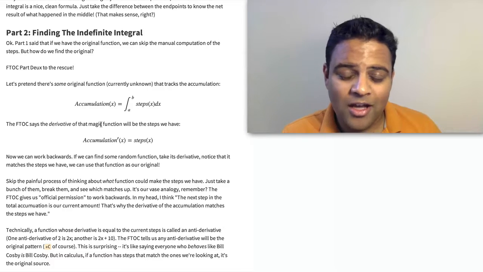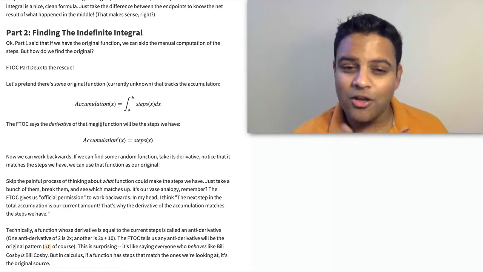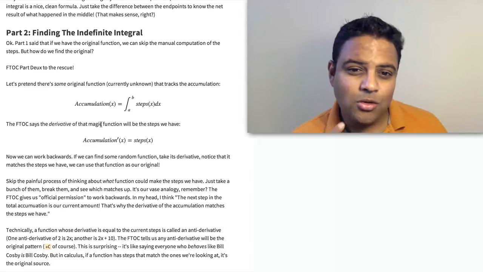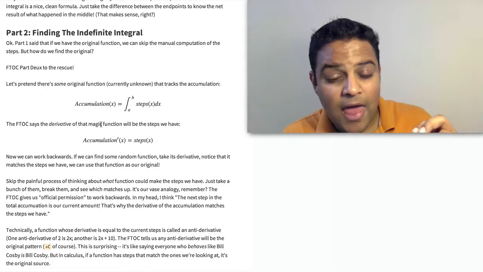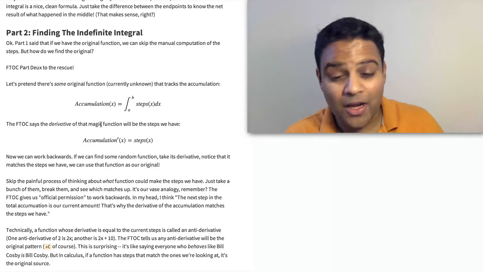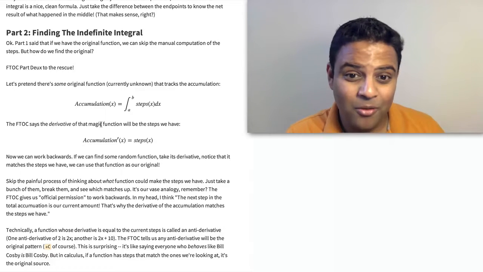So a lot of times you don't need to try to manually add things together. You do a little bit of trial and error, and you get better at it as you practice. But you do a little bit of trial and error, and you see that if I can take the derivative and it equals the steps that I have, well, then I know that was the original. So those are the two key insights behind the fundamental theorem of calculus.